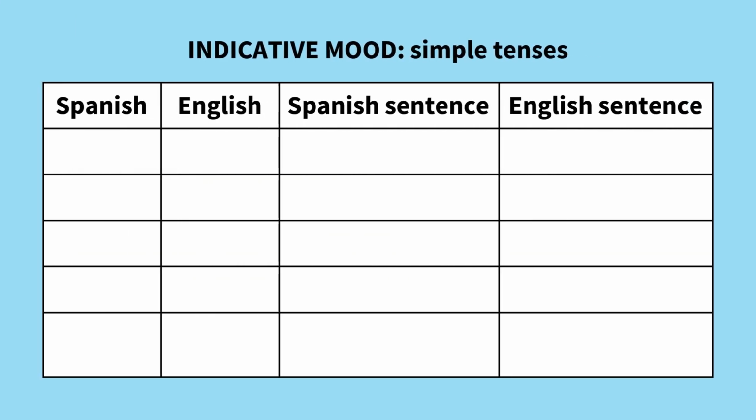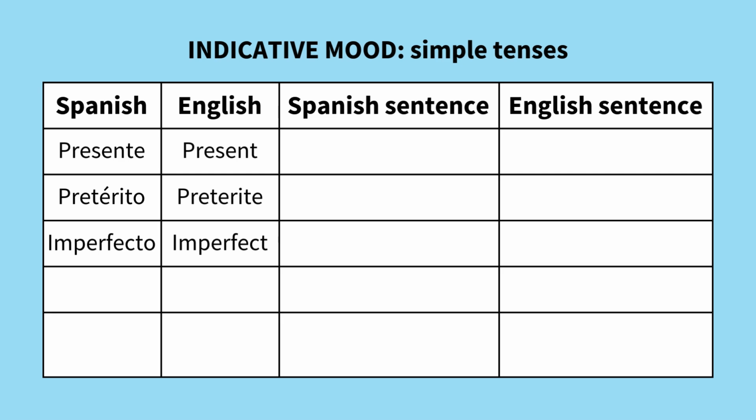We'll start with the indicative mood. The simple tenses are presente, present, pretérito, which is the preterit, one of the past tenses, imperfecto, the imperfect, the second past tense, futuro, future, condicional, conditional.